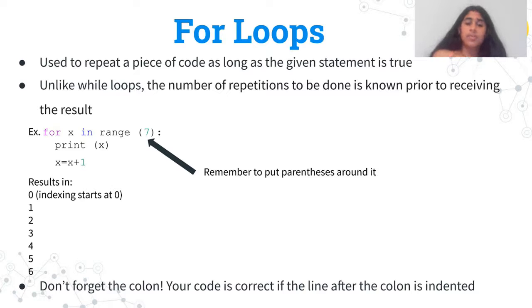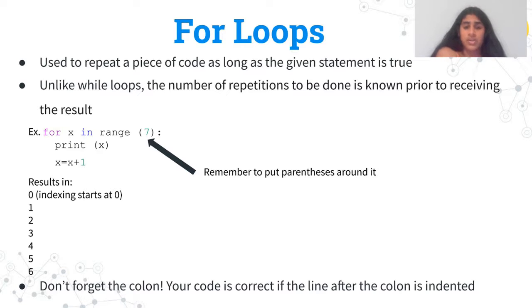So an example of a for loop is for x in range 7, and then you would put a colon, print x. If you put that, it will automatically assume that x equals 0. That's just the default of Python, because as you may have already learned, indexing starts at 0. So we're just going to assume x is 0 from the beginning. So 0 is in the range of 7. By range, it means less than. So 0 is less than 7, so we print that value.